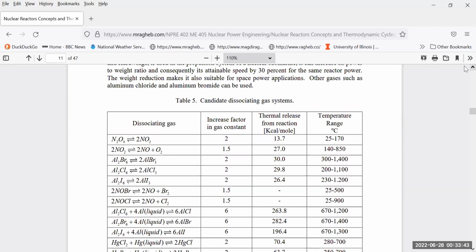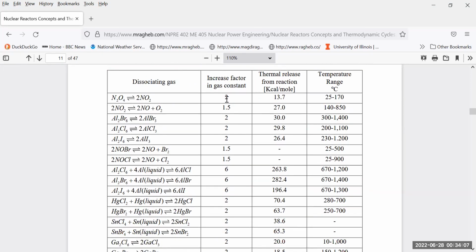There are many candidate dissociating gases. So we showed you the nitrogen tetroxide turning into 2 NO2. In that case, you turned the initial molecule into 2 molecules. That can happen with aluminum bromide, aluminum chloride, and aluminum iodide. There are cycles that even can have an increase in the gas factor, not just 2 here, but up to 6. Look at this. If you use aluminum chloride plus aluminum as a liquid, you turn it into aluminum chloride with a gas content of 6. Wow. You increase the number of molecules doing the work by a factor of 6.